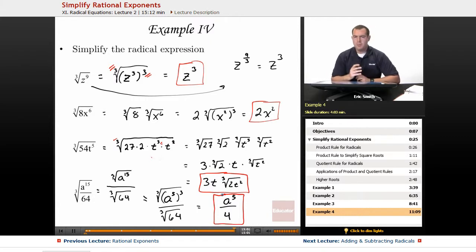So again, be more familiar with your rules for these radicals, especially when it gets to being able to split things up and simplify over each of the individual components.